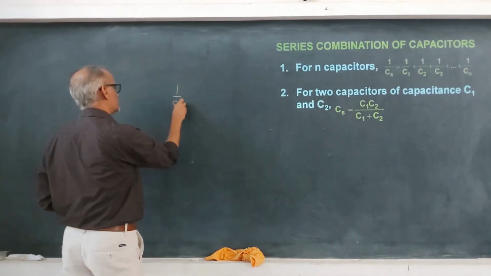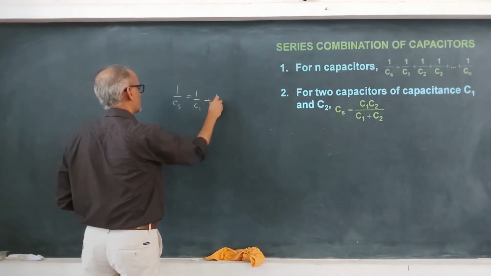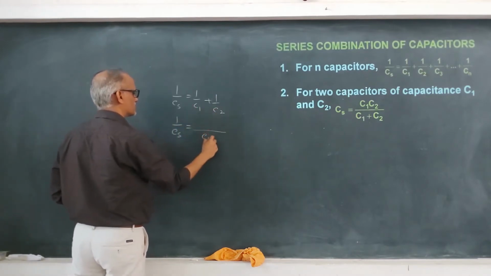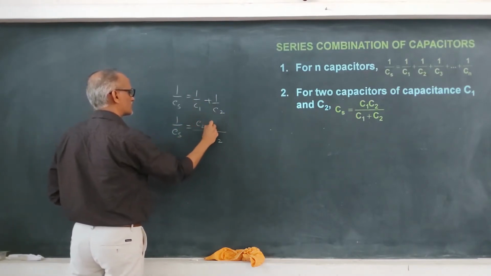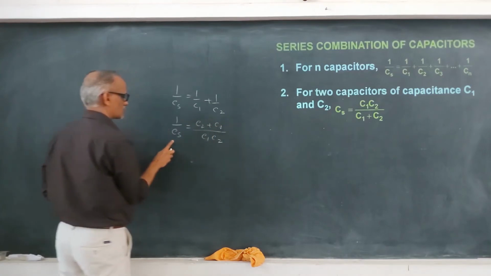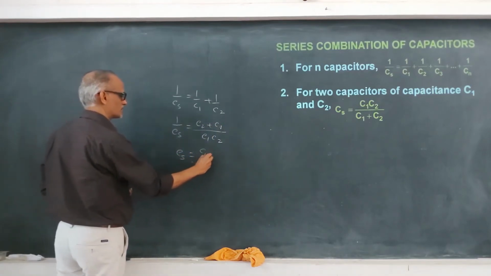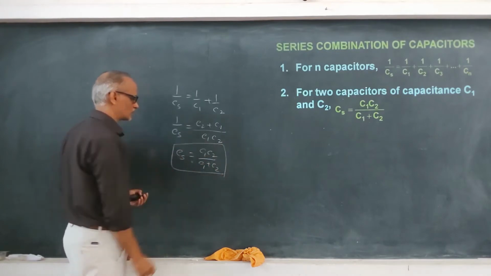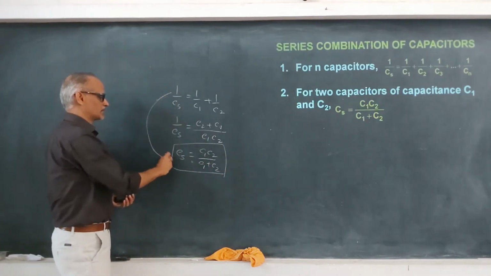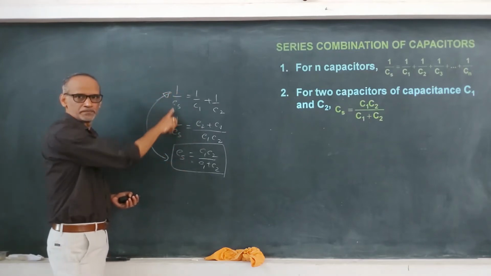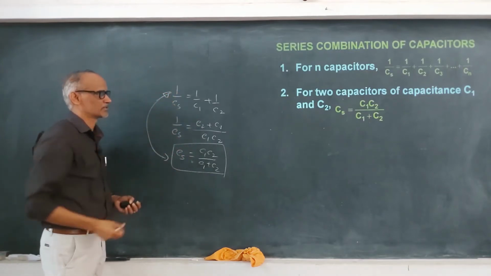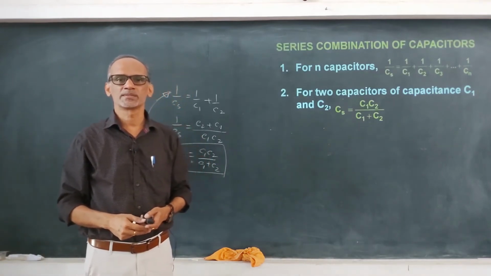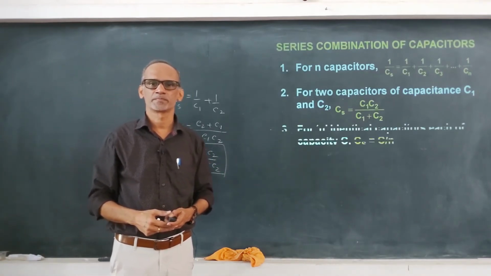The second, for two capacitors of capacitance C1 and C2. When we get 1 by CS is equal to 1 by C1 plus 1 by C2, we can further simplify. Take LCM here, you'll get C1 into C2 in the denominator and C2 plus C1 in the numerator. Correct? I wanted CS, so CS is equal to C1 C2 by C1 plus C2. So for two capacitors, this equation and the earlier equation are the same. It is just rearranged. So for two capacitors, straight away we can use CS is equal to C1 into C2 by C1 plus C2.